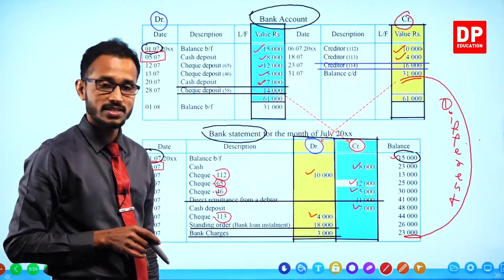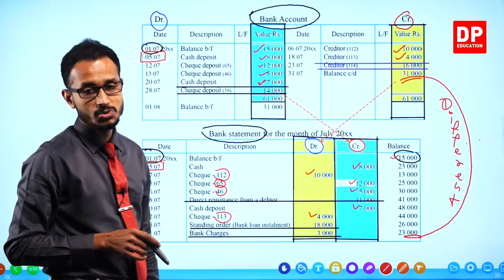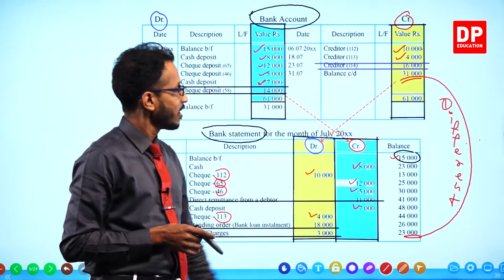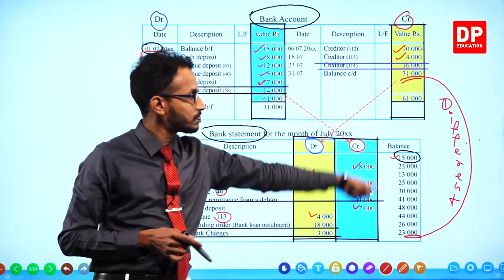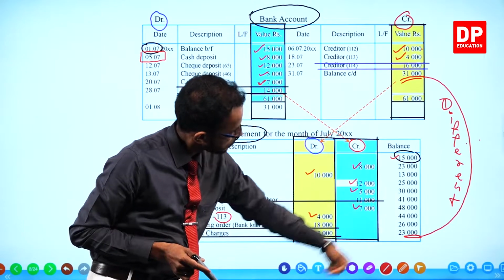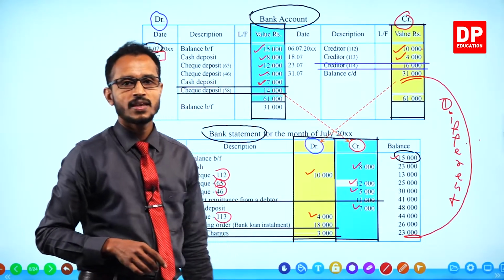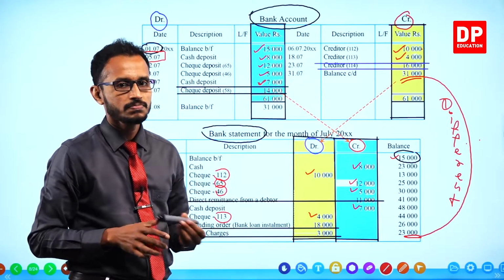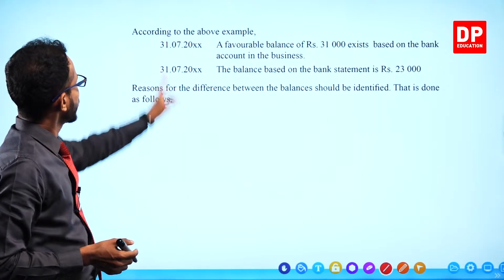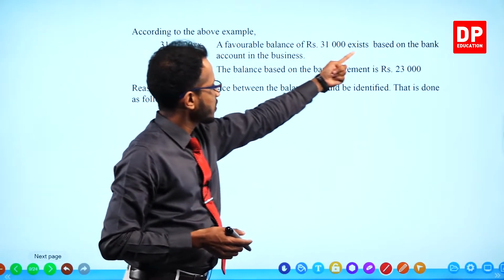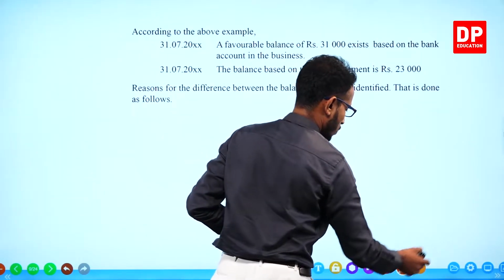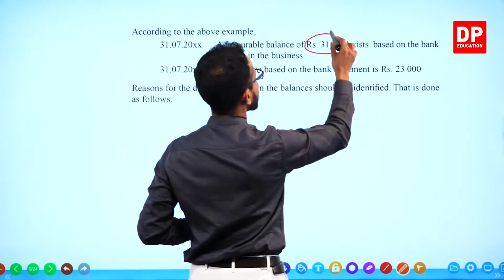Okay, we found all the items which are causing this trouble, the difference. Let's see what we can do now. According to the above example, a favorable balance of 31,000 exists in the bank account.